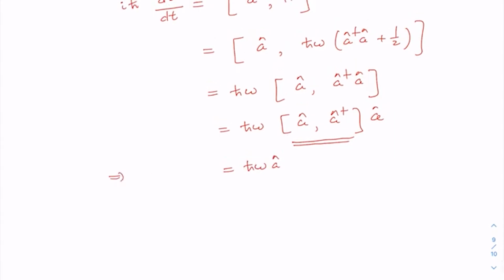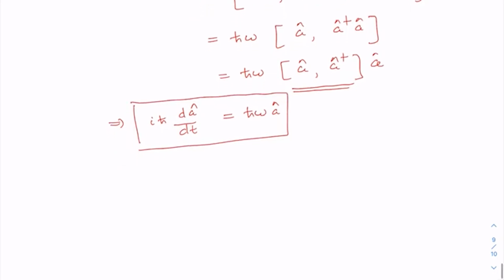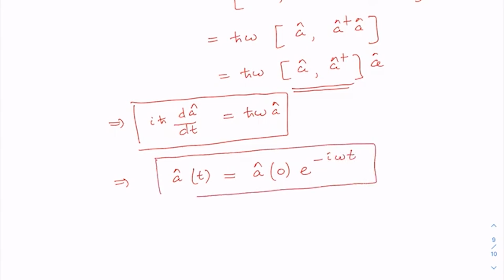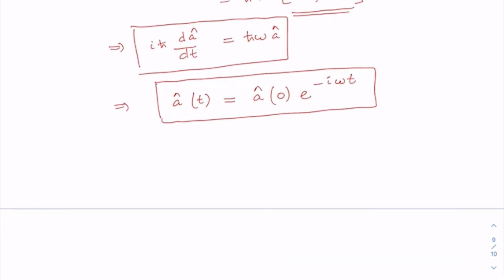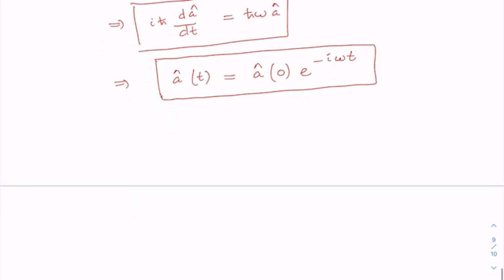That means we get this simple differential equation, and its solution is trivial. You can easily see that the solution is A(t) = A(0) e^(−iωt). This is a very useful relation, and we are going to encounter it many times later on. In fact, I can depict the evolution of this annihilation operator in a picture.